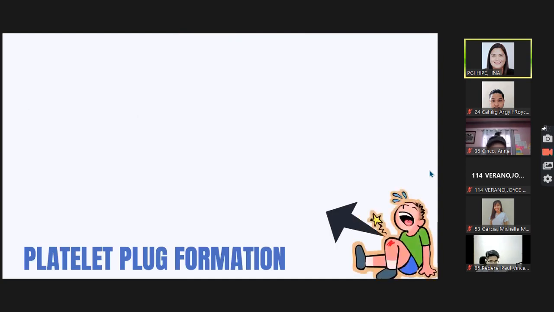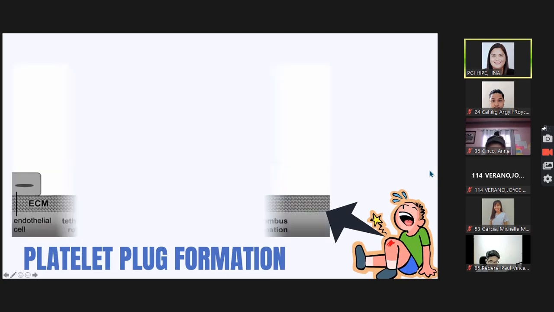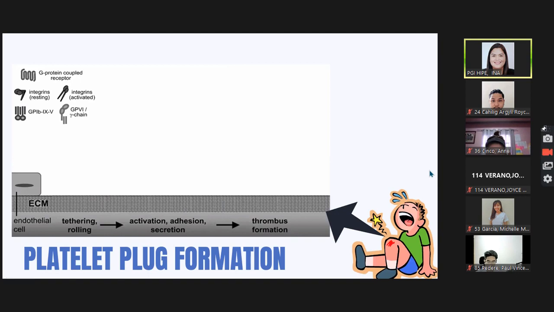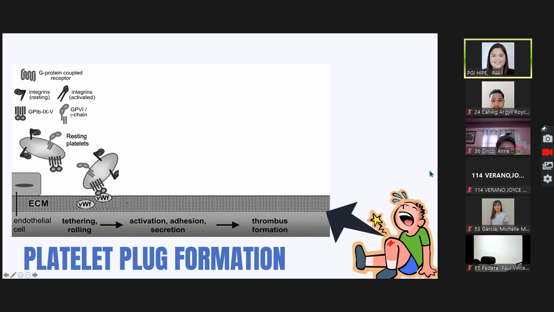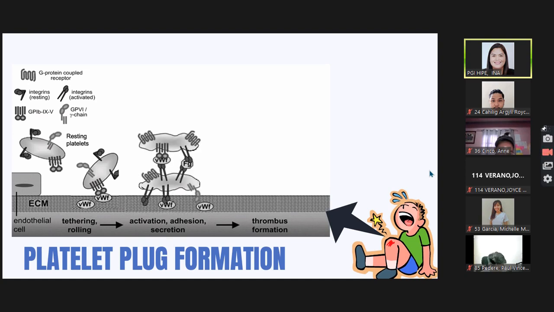So upon injury, the subendothelial collagen is exposed. On the subendothelial collagen is the VWF, or your von Willebrand factor molecule, which will allow the adhesion of the platelet through binding to its GP1B-IX-V on the platelet membrane. So we have von Willebrand factor, or VWF. So be familiar with their functions. Following adhesion, platelets initiate a release reaction causing the activation of the platelet itself and the surrounding platelets.